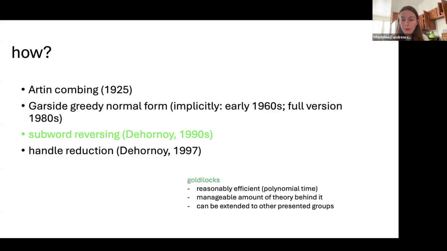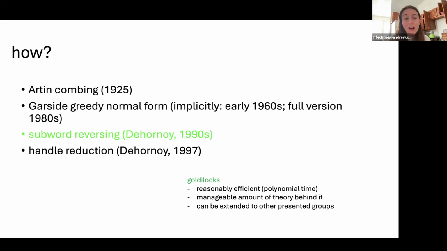I've picked subword reversing because it's sort of a Goldilocks situation. It's reasonably efficient. It's in polynomial time. But the theory behind it actually is manageable. I feel capable of doing it. Handle reduction requires an ordering on braids that's just a lot more work. It was a good size for this project. And the other nice thing with subword reversing is that it can be extended to a larger class of presented groups called Garside groups. So, once I do this, I can generalize it a bit and get more bang for my buck.